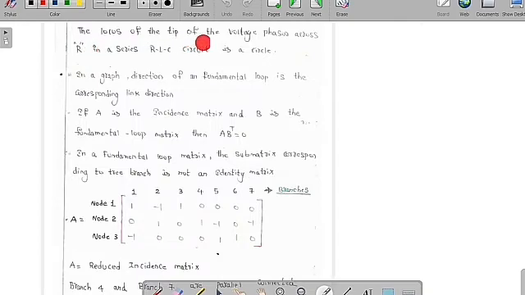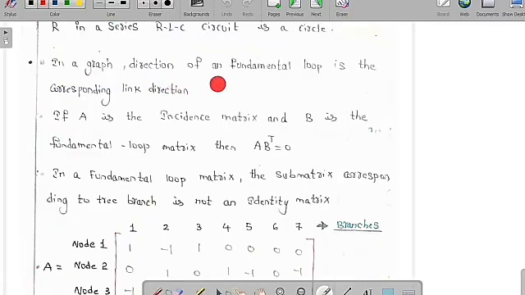The locus of the tip of the voltage phasor across R in a series RLC circuit is a circle. So if you try to figure out the locus of the voltage across the resistor in a series RLC circuit, then you are going to get a locus of a circle. The locus of the tip of the voltage phasor across the R in a series RLC circuit is always a circle. In a graph, the direction of a fundamental loop is the corresponding link direction.